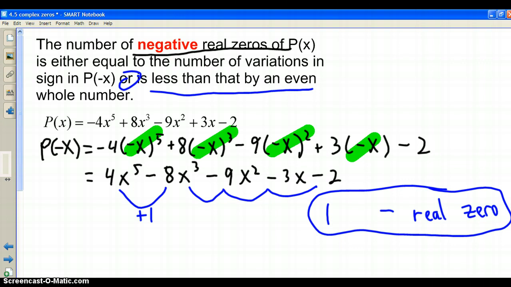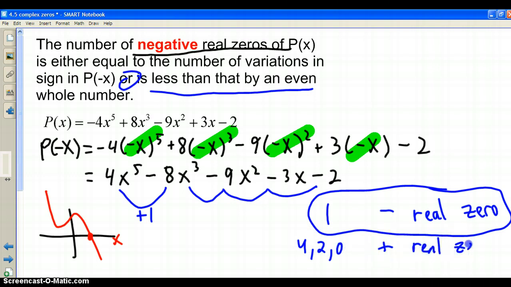So I know something about the graph. I don't know exactly what the graph looks like, but I do know that whatever it looks like, it only crosses the positive part of the x-axis right here in one spot. That is something I know for sure from the Descartes rule of signs. Let's put this together with the first answer we had. We had 4, 2, or 0 positive real zeros, which we got on the last page.